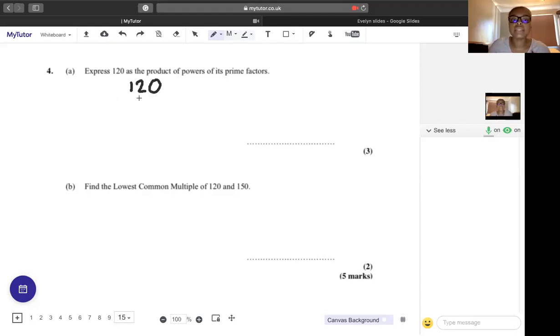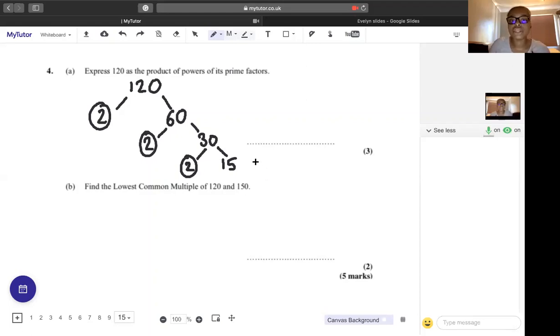So 120. 120 is an even number. We've got 2 times 60, so we can circle the 2. 60 is also an even number, so we've got 2 times 30, circle the 2. 30 is an even number, we've got 2 times 15. 15 is not an even number, but we still can split it into 3 and 5.